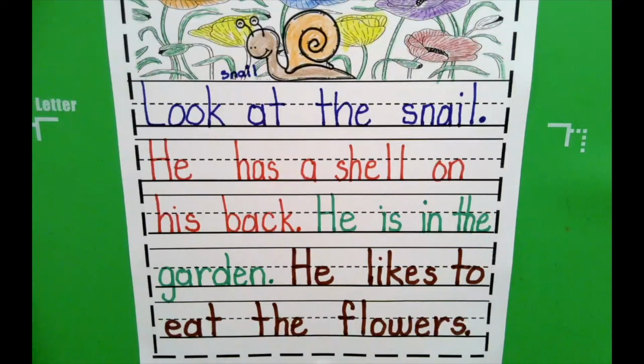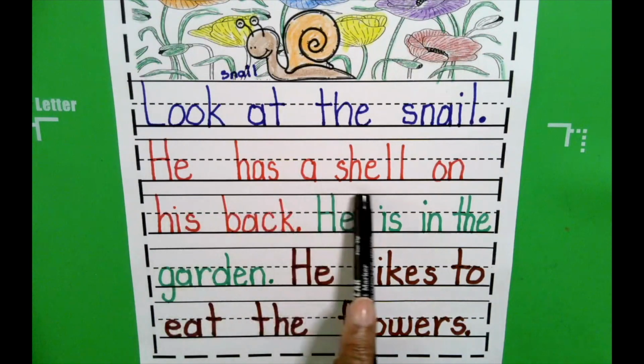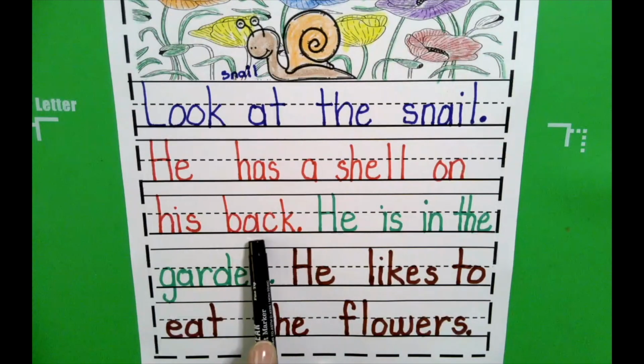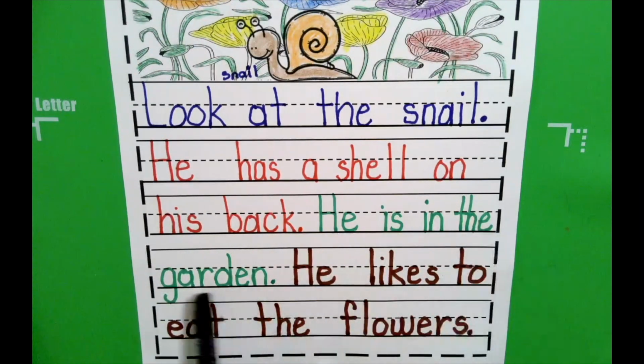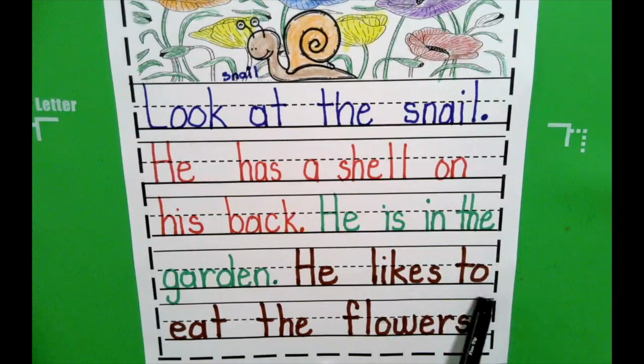I'm going to read it one last time before we go. Look at the snail. He has a shell on his back. He is in the garden. He likes to eat the flowers.